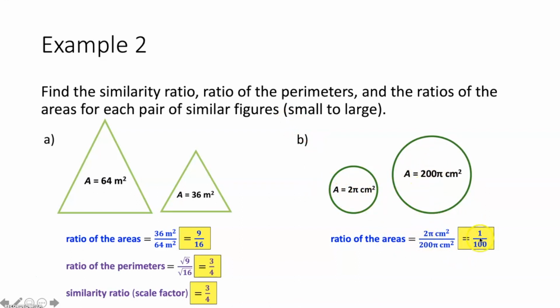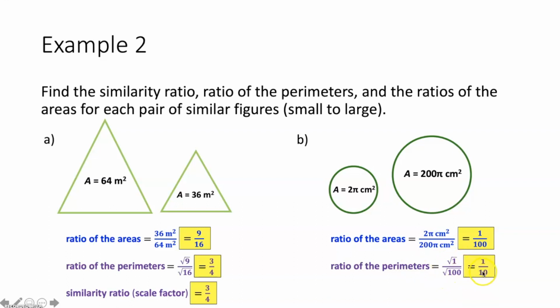Now we can use that in order to find the ratio of the perimeters. Remember, if the ratio of the perimeters is a over b, then the ratio of the areas is a squared over b squared. Meaning, if I'm given the ratio of the areas and I want to find the ratio of the perimeters, I just need to square root the ratio of the areas. So I'm going to square root the numerator and denominator. Square root of 1 is 1, square root of 100 is 10.